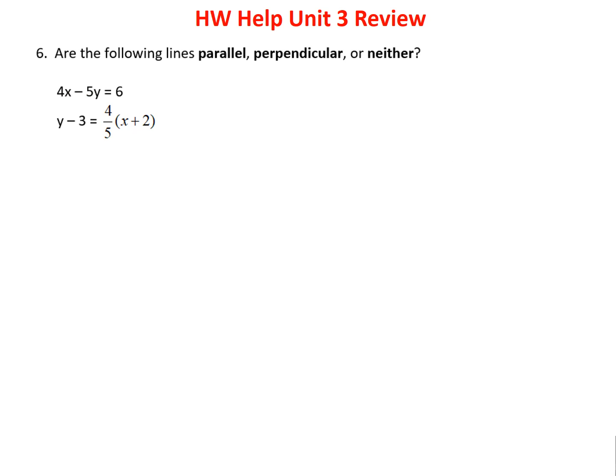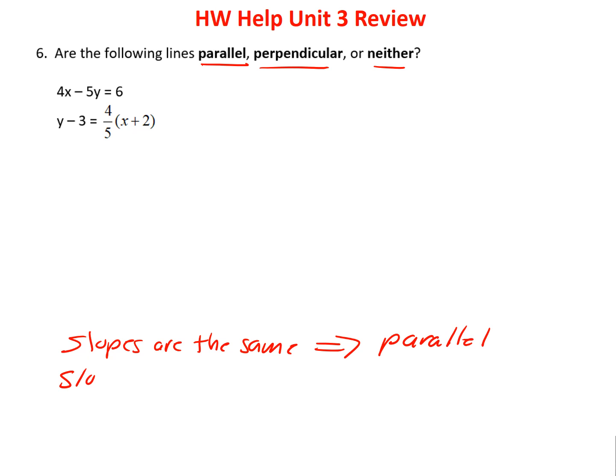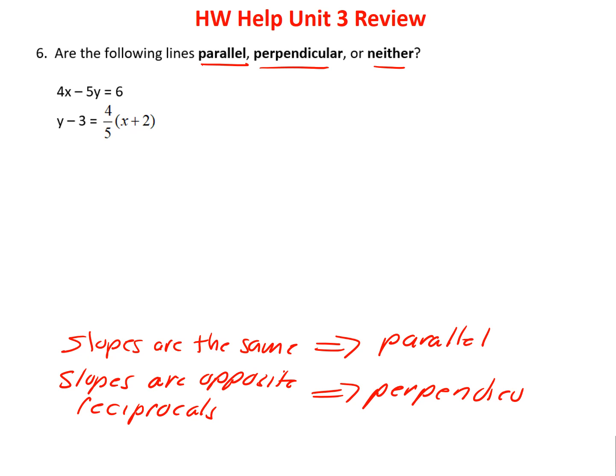Problem 6 asks us to look at the next two lines and answer whether they are parallel, perpendicular, or neither. This is simply a matter of looking at the slopes. If the slopes are the same, they're equal, that would imply the lines are parallel. If the slopes are opposite reciprocals, then that means that they are perpendicular. And obviously, if they're neither of them, then it's neither. Opposite reciprocals is if I have a number like 2/3, the opposite of plus 2/3 is minus 2/3. The reciprocal is 3/2. So those would be opposite reciprocals.